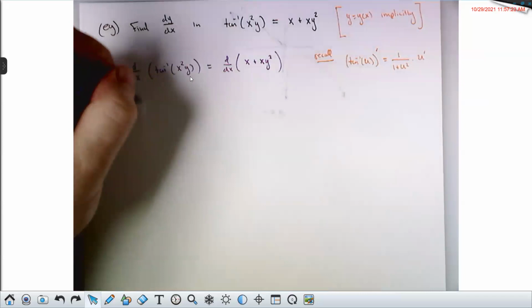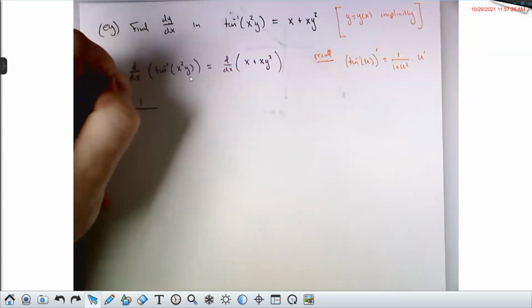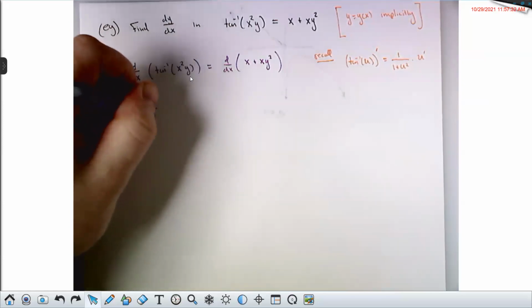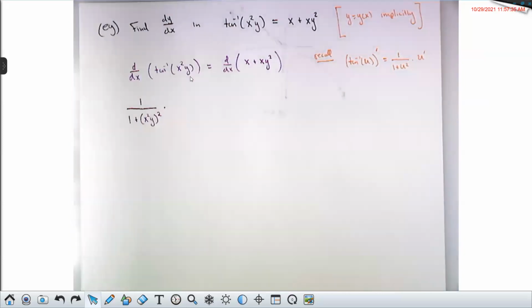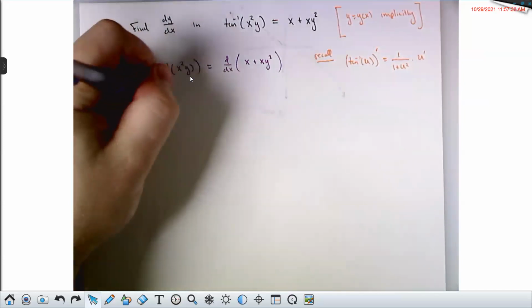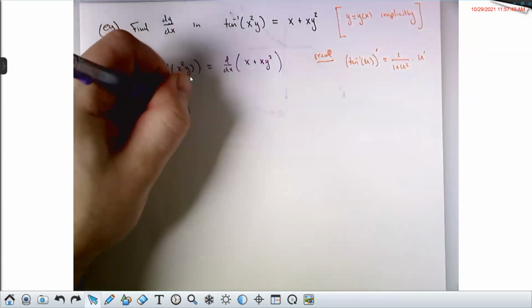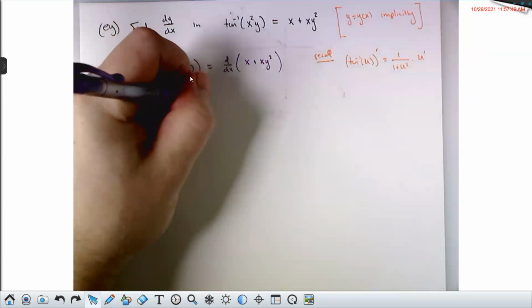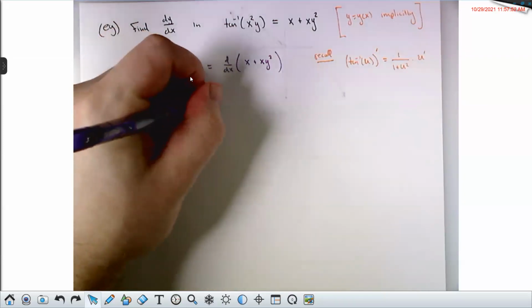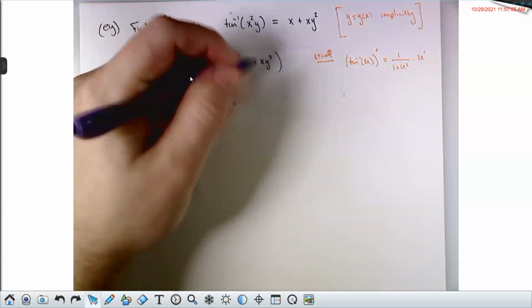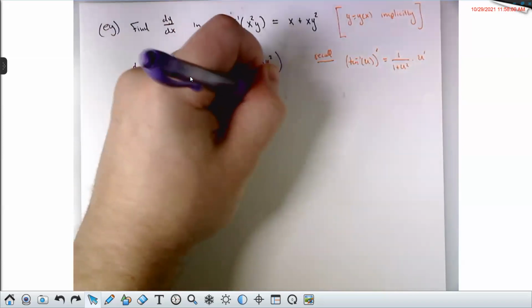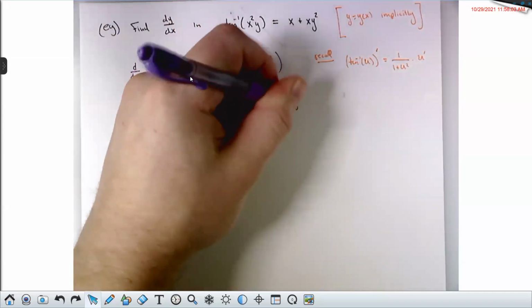So the left-hand side is going to be 1 over 1 plus this inside, x squared times y, all squared, times the derivative of x squared y. And here with the prime, I mean derivative with respect to x. On the right-hand side, x differentiates to 1, and then plus, I need a product rule here. This would be 1 times y squared plus x times 2y y prime.